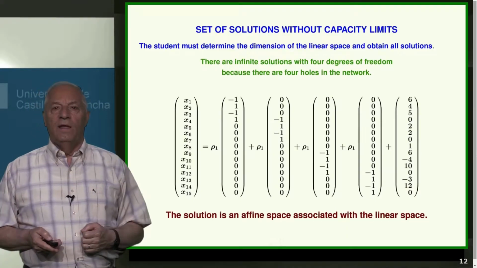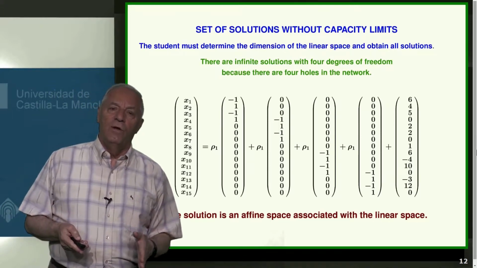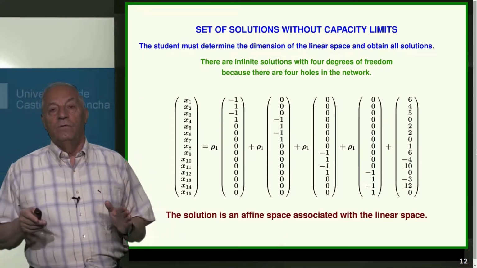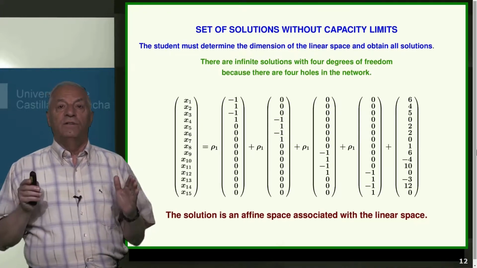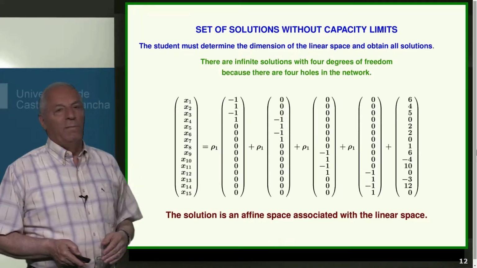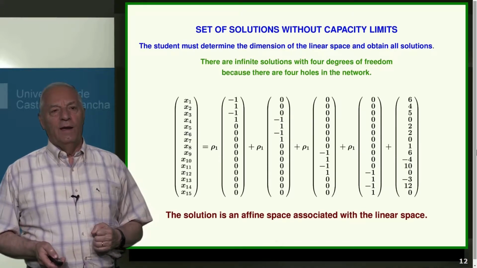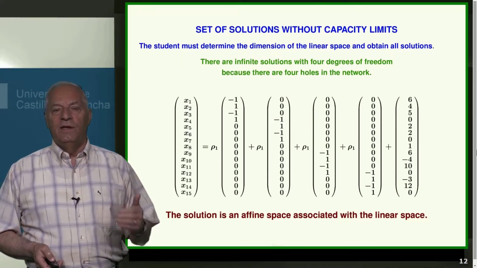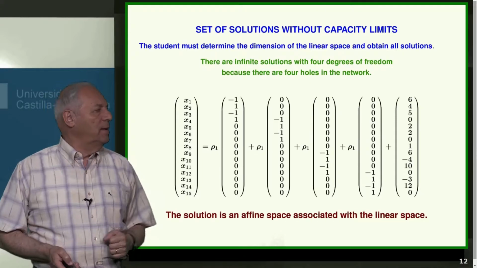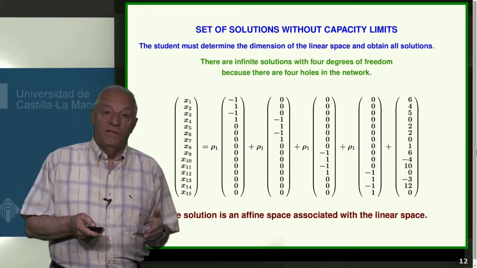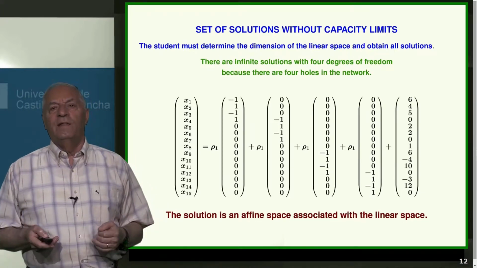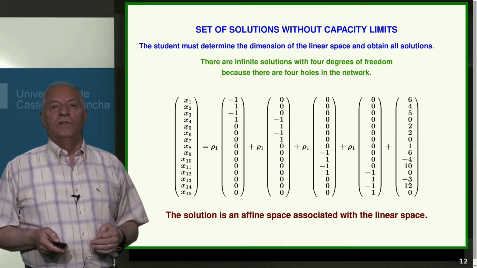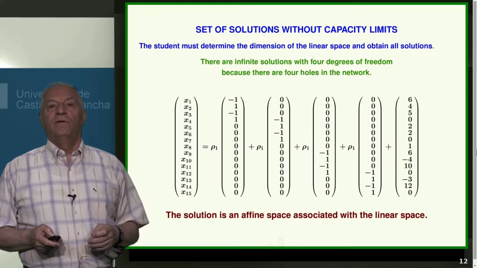Now, let's obtain the set of solutions of this system. As it is a complete linear system of equations, we know that the solution is an affine space, that will have a particular solution, and a linear space. The first thing that has to be determined is the dimension of the linear space. How many basic vectors does it consist of?